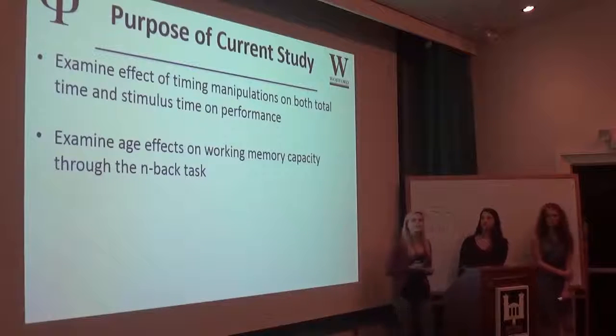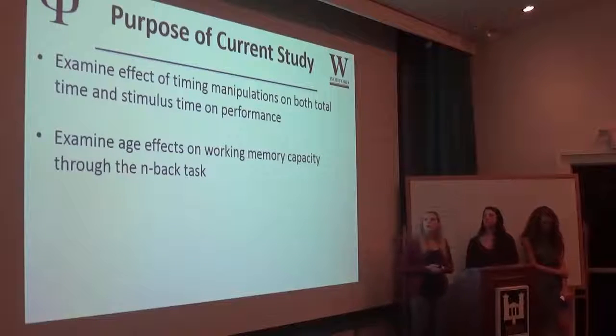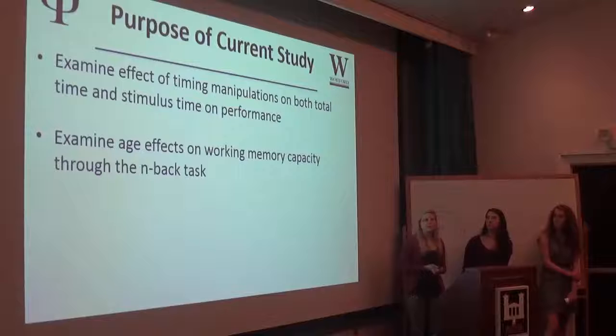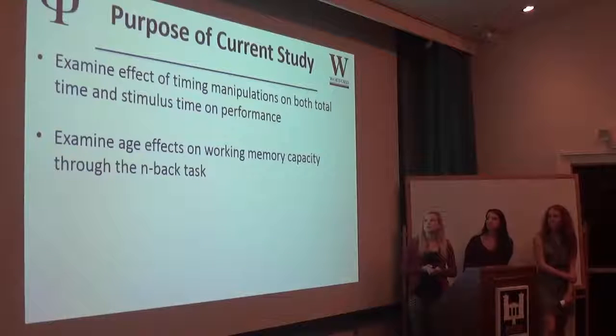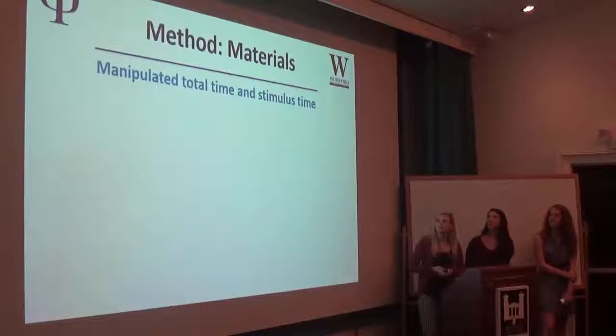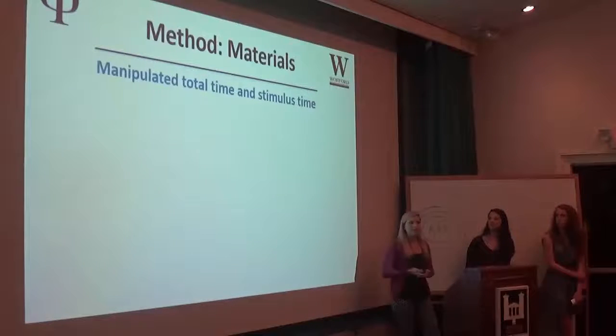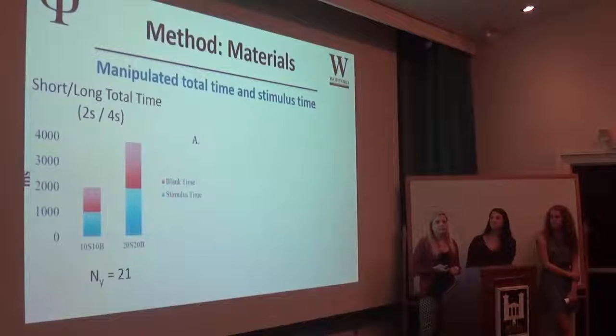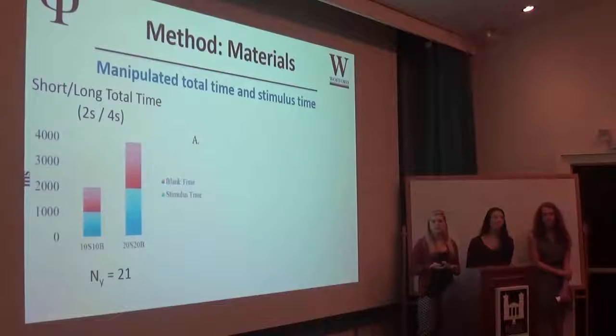So the purpose of this current study, we had two. The first was to examine timing manipulations on both stimulus time and total time on performance. And then we also wanted to look at age effects on working memory capacity through the n-back task. To do so, we manipulated total time and stimulus time across three conditions. This is our first condition. It's short, long total time. This is 2 seconds per stimulus versus 4 seconds per stimulus.